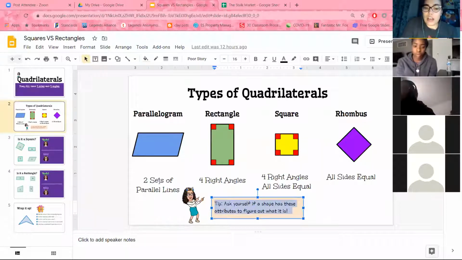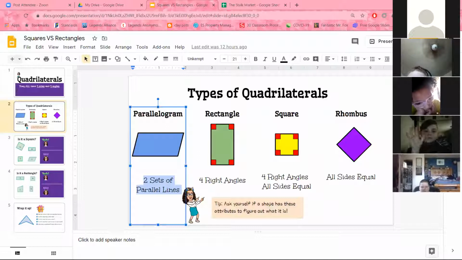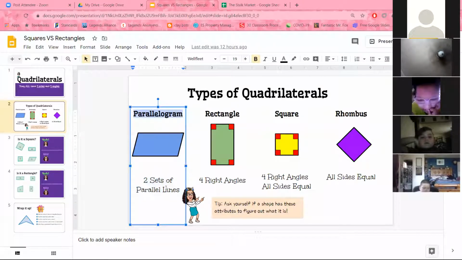Who can tell me the attributes of a parallelogram? Jayana, how about you start us off? Can you read the question? What are the attributes of a parallelogram? It's right there on the screen. Yep, 2 sets of parallel lines. Thank you, Jayana. That means the top and the bottom are parallel, so they'll go straight ahead forever, and the left and right sides will go on forever. I'm going to show you a quick little video to demonstrate that. I just want to go over this real quick.